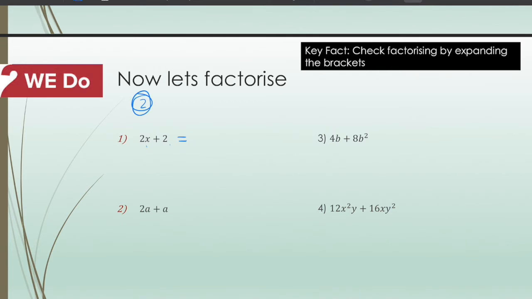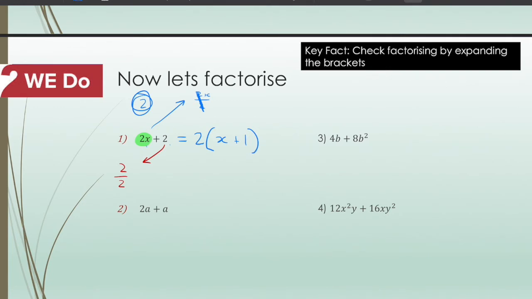So what we're going to do is we're going to write down our 2 and then start some brackets. Now we're going to take the first term and divide it by 2. Let's just do it up here. 2x divided by 2. The 2's cancel out and all we're left with is the x. And then let's take the highest common factor 2 and divide it by the 2. 2 divided by 2, well, that's just 1. So then we write down plus 1.